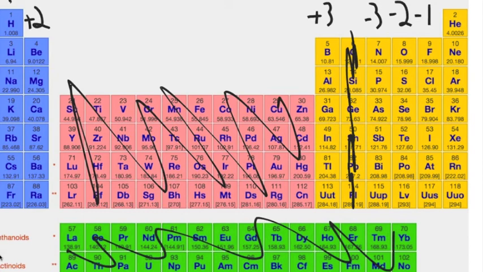A positive element could only react with a negative element. So I couldn't mix Li, which is lithium, with Al, aluminum. It just doesn't work like that. But what I could do is mix Li, lithium, with N, nitrogen. Why? Because lithium is positive and nitrogen is negative.